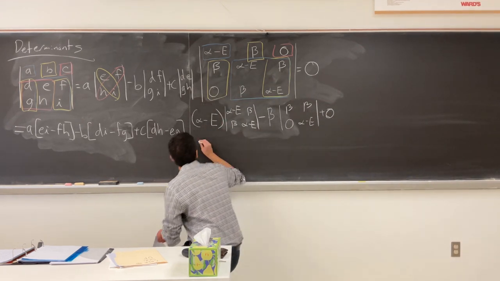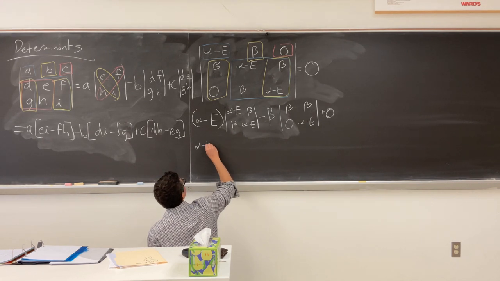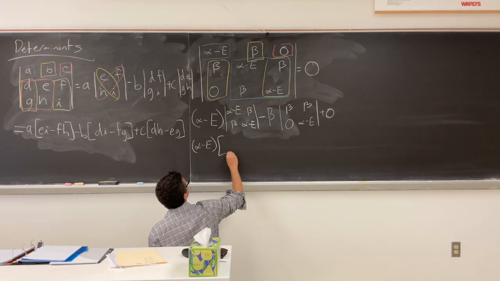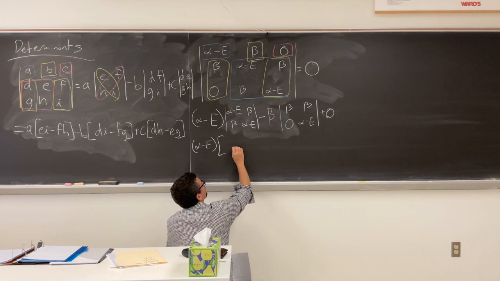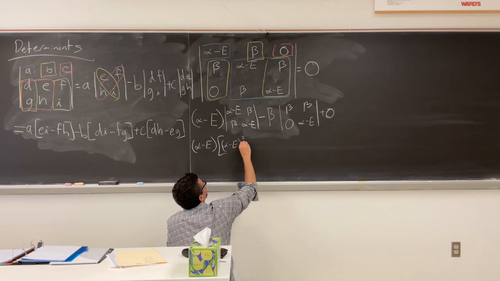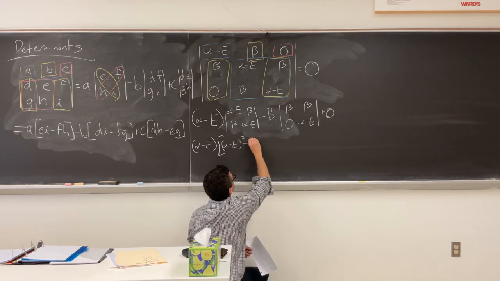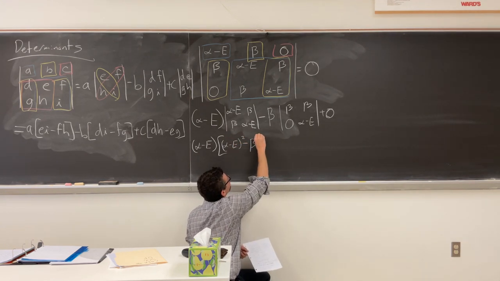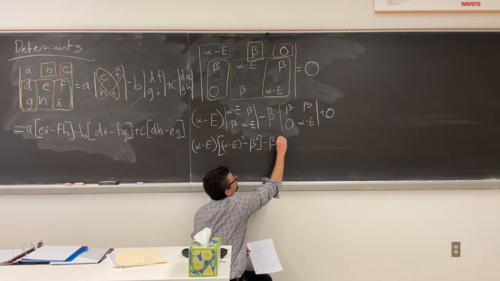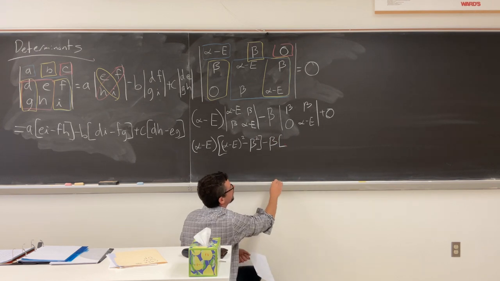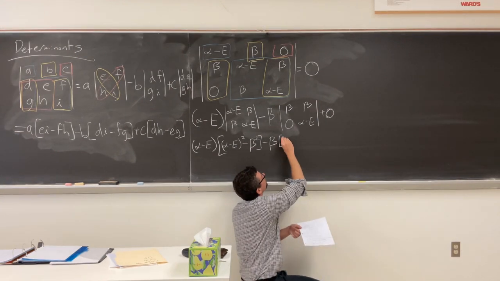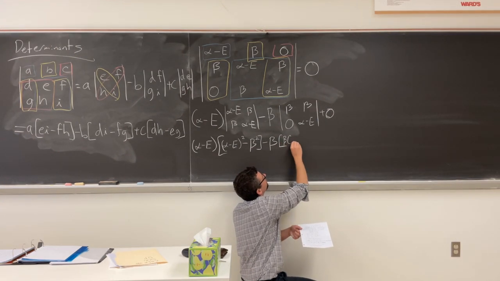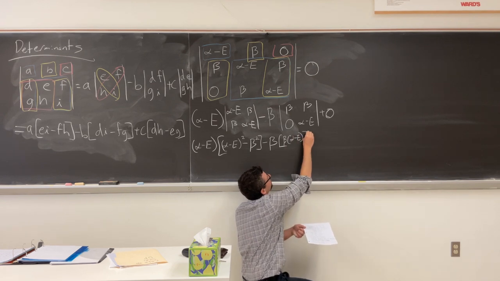Okay, let's evaluate this further. First term of this determinant is what? Minus. Yep. Minus beta. What about in that next one? Yep, that's all we got.